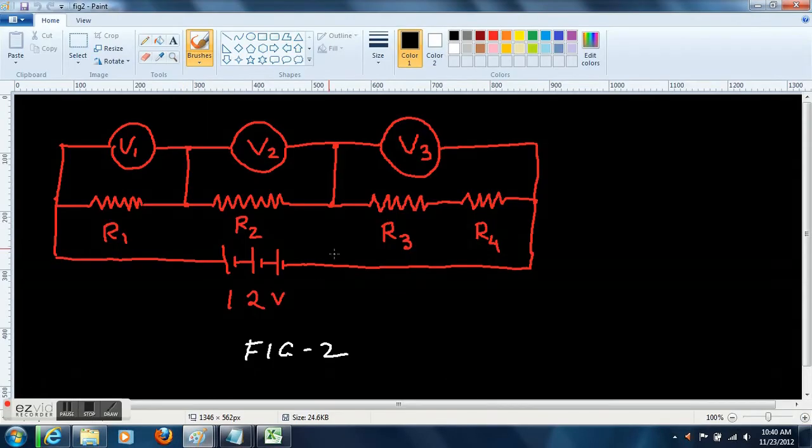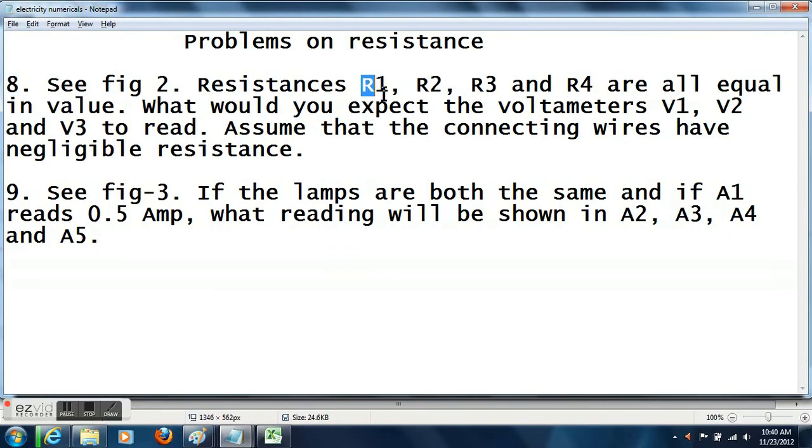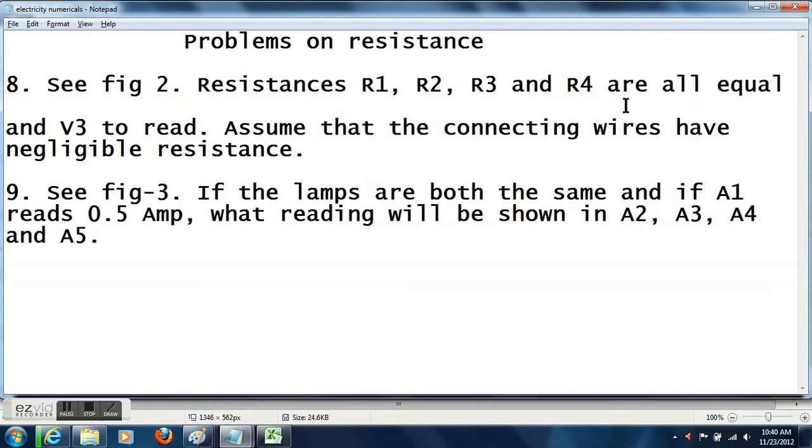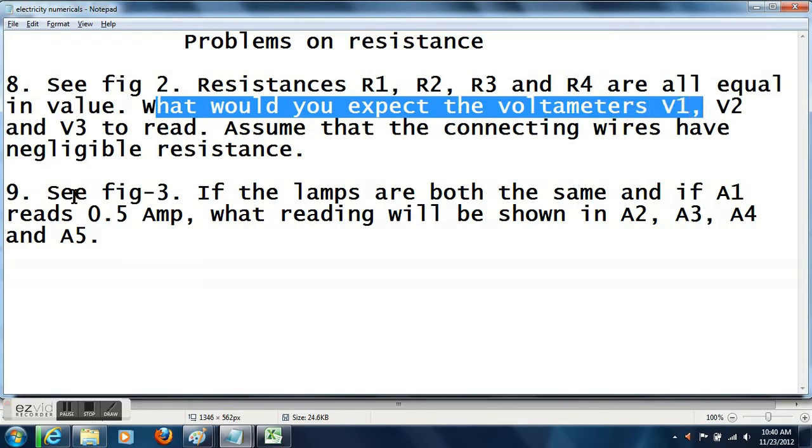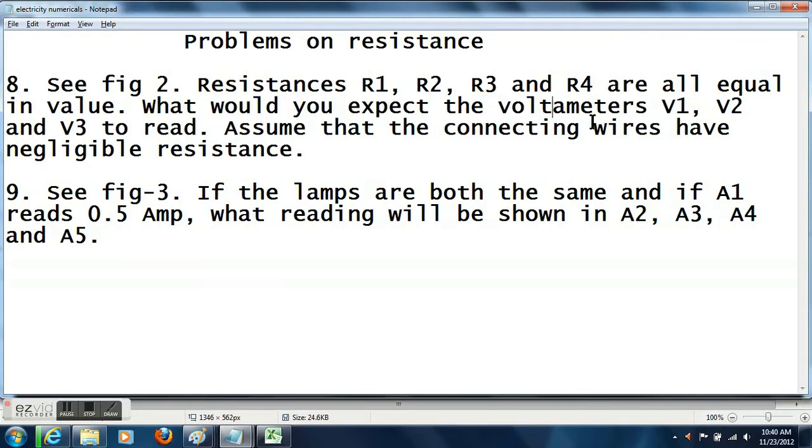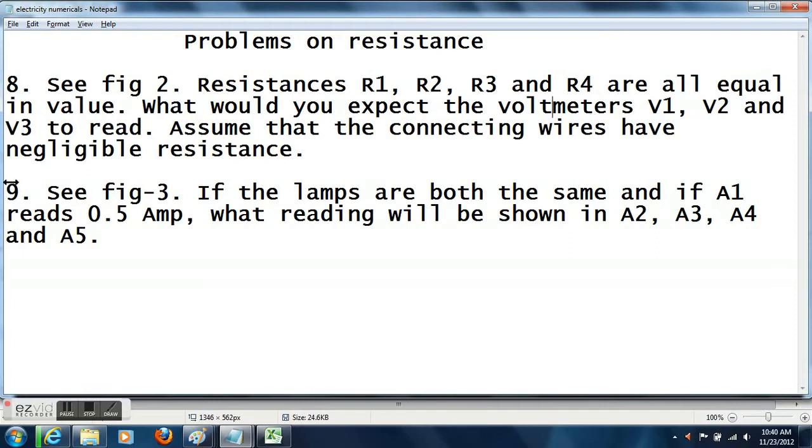See the figure 2 where R1, R2, R3, R4 are all of equal value. What would you expect the voltmeters V1, V2 and V3 to read? Assume that the connecting wires have negligible resistance.